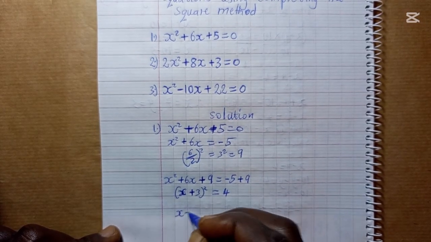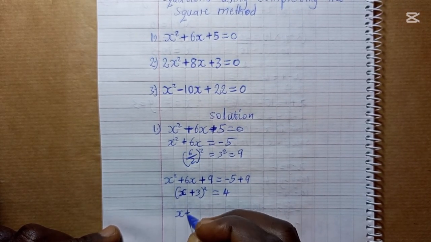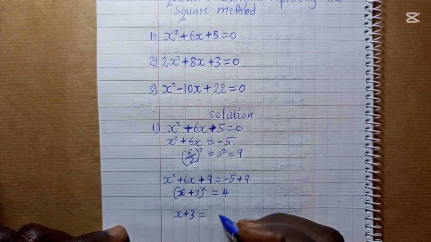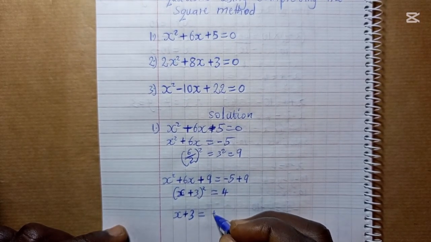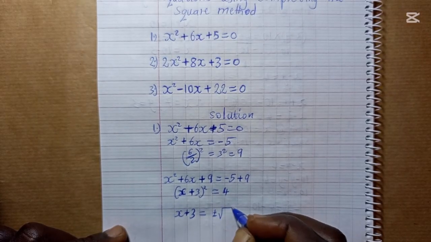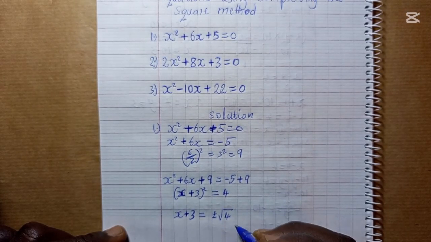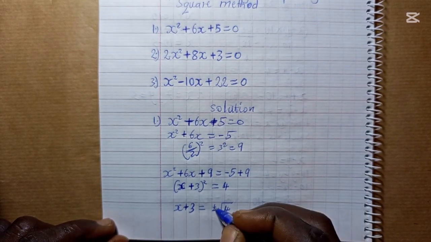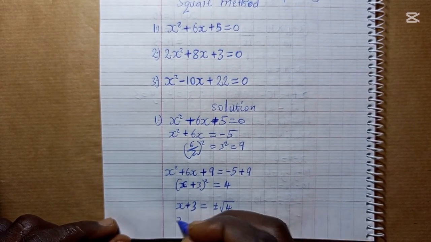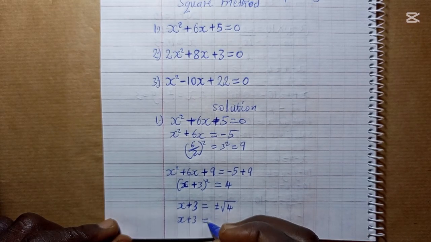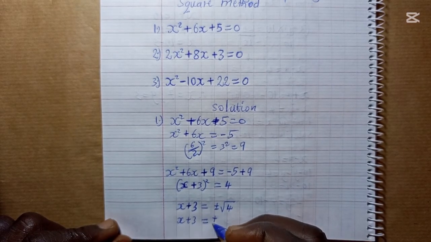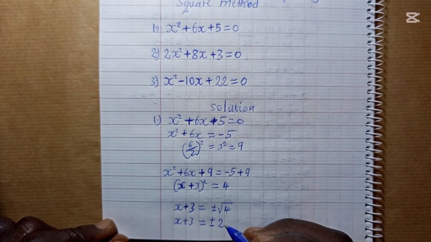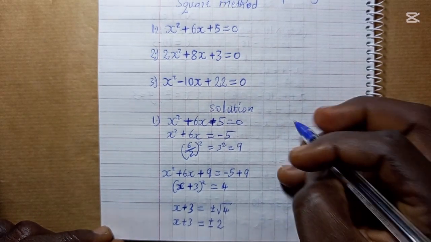So that is x plus 3 is equal to plus or minus the square root of 4. Then x plus 3 is equal to plus or minus 2. The square root of 4 is 2. I will continue from here.